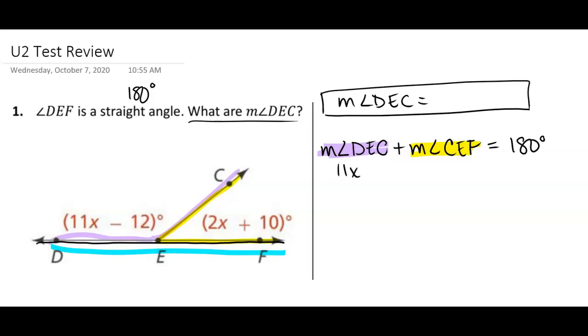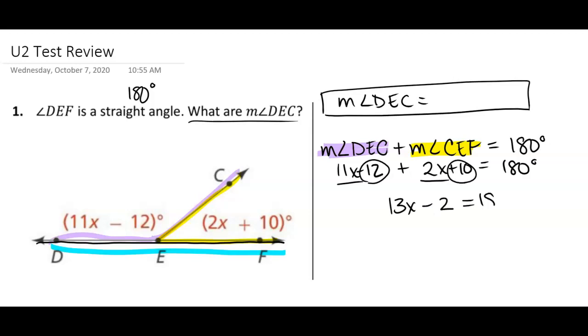So we have 11x minus 12 when we substitute, plus 2x plus 10 is equal to 180 degrees. Then we solve for x, we're going to combine like terms. We get negative 2 equals 180. Add 2, 13x is equal to 182. And finally divided by 13, and we get x is equal to 14.